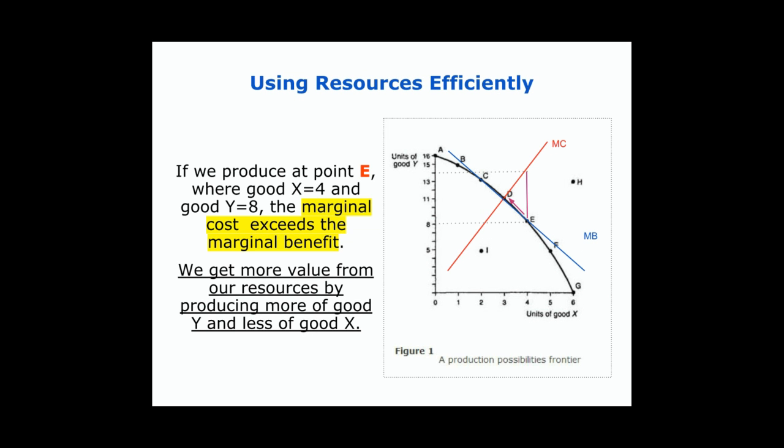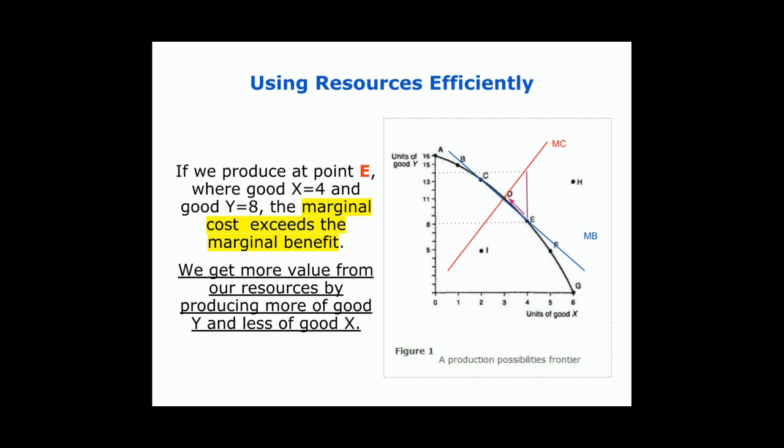Now, in a similar way, if I'm at point E, and I'm at 4x and 8y, well, the marginal costs now are greater than the marginal benefits. The marginal costs are up here, the marginal benefits are down here. I'm consuming too much, in this case, of good X. I'd be better off if I consumed less good X and more good Y. So again, it's better for me to move from point E to point D, and that's the point of allocative efficiency.